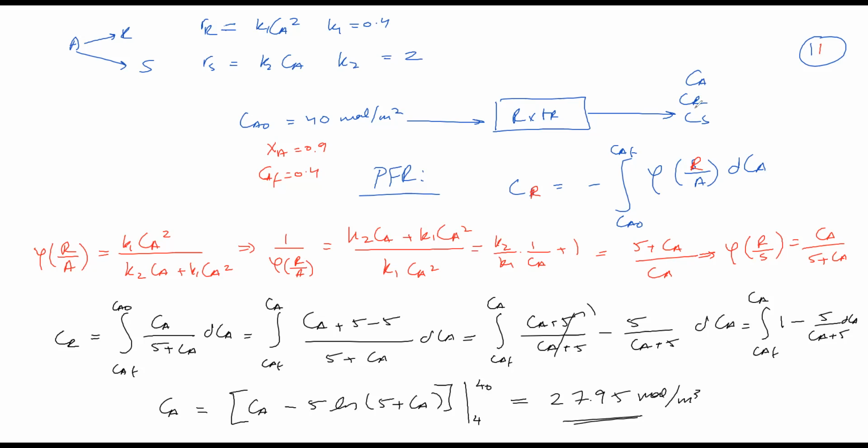Now you have all the concentrations. You know it's a PFR, so you can calculate tau. If you don't know how to do it, go to office hours or look at the previous slides. Okay, let's clear everything. Let me go back to the homework.